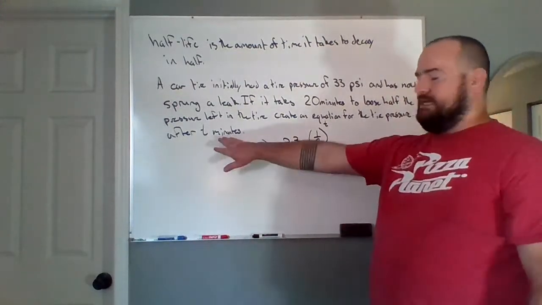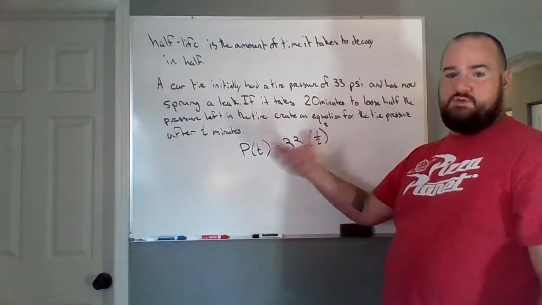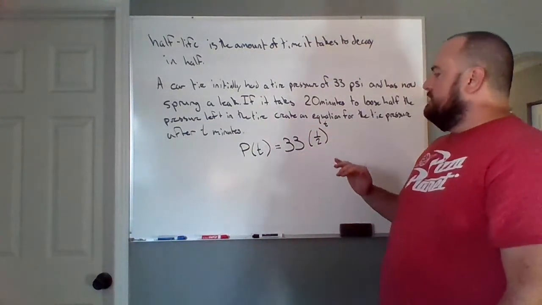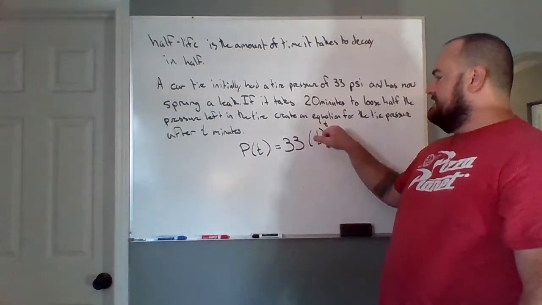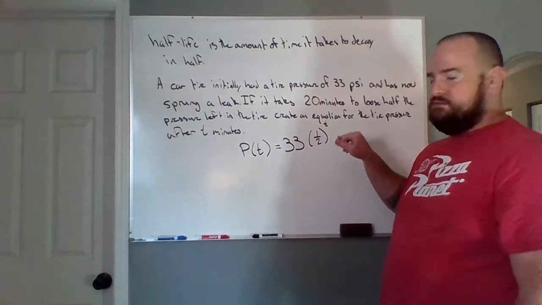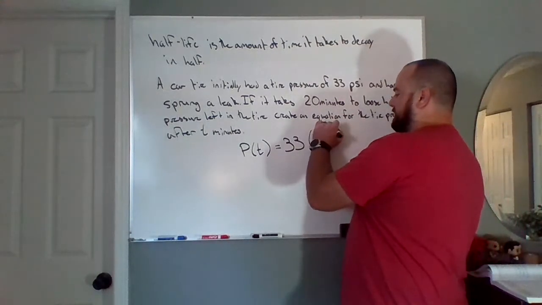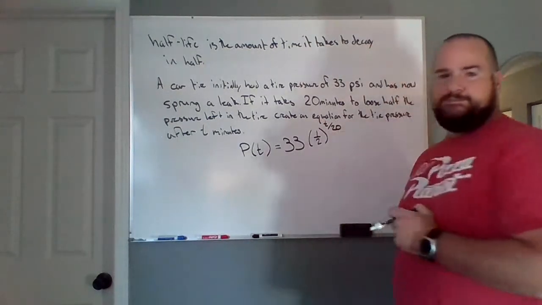And so t is minutes, not t is 20 minutes. So if t is 2, that'd be 40. That's not what we're doing. So when t is 20, I need this exponent to be a 1. So how can I make a 20 into a 1? Well, I can make it into a 1 by dividing by 20.